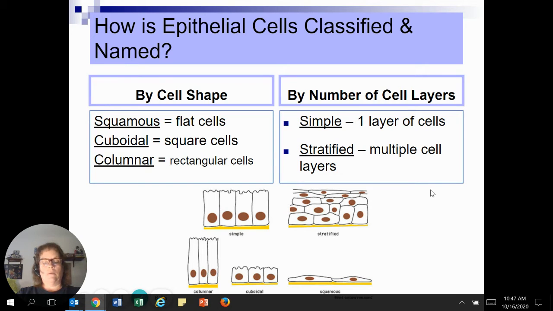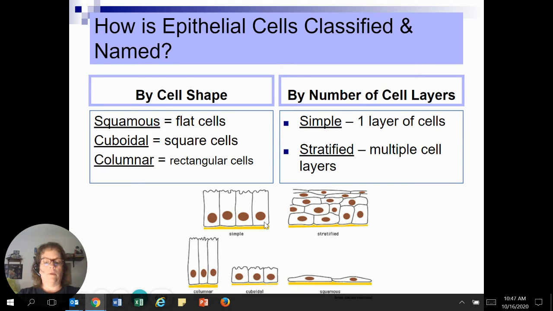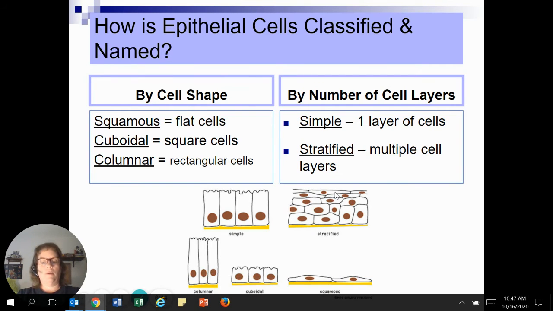All right, and then when you look at the cell layers, you have simple, which means one layer of cells, or stratified, which means multiple layers of cells. So down here you can see pictures. This is simple columnar because they're column-shaped cells. This is stratified because you have multiple layers, and actually you have a couple different cell shapes in here. The very top has the squamous flat cells, and then you get down here and you have the cuboidal.